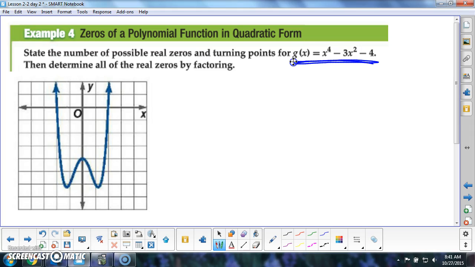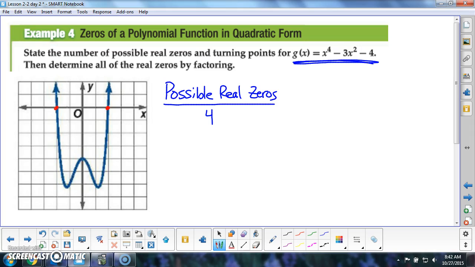Both ends are going up. It says then determine all the real zeros by factoring. So there's a rule basically that says every fourth degree could have at most 4 real zeros. Because it's a fourth degree polynomial, it could have 4 possible real zeros. Now when you look at the graph, how many times do you see it cross the x-axis? Only twice. Once there, once there. So there is actually only 2 real zeros.